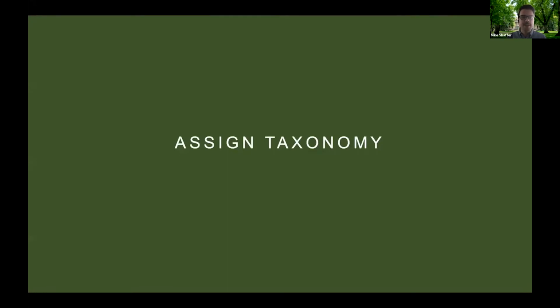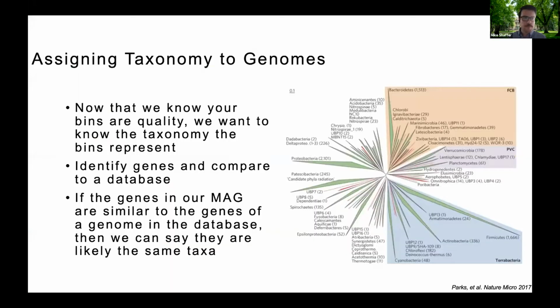Next, we want to assign taxonomy. So now that we have our bins, we know that they're good quality, and we think they represent only a single organism. We want to know what taxonomy these bins represent. So this is asking the question of who is there, what actual taxonomic units are present in our genome database. So we do that by identifying the genes that are present in each genome and then comparing that to a database of genomes that have known taxonomy.